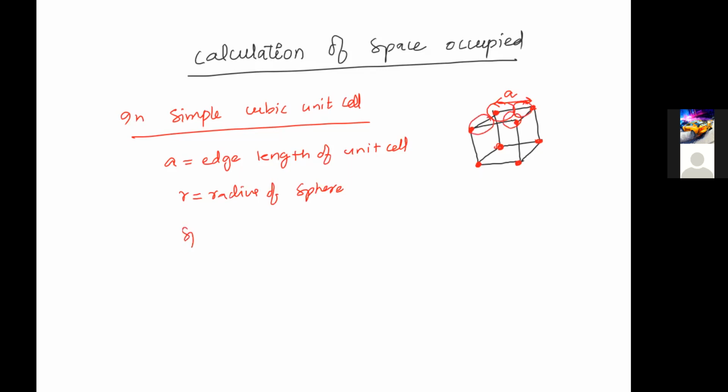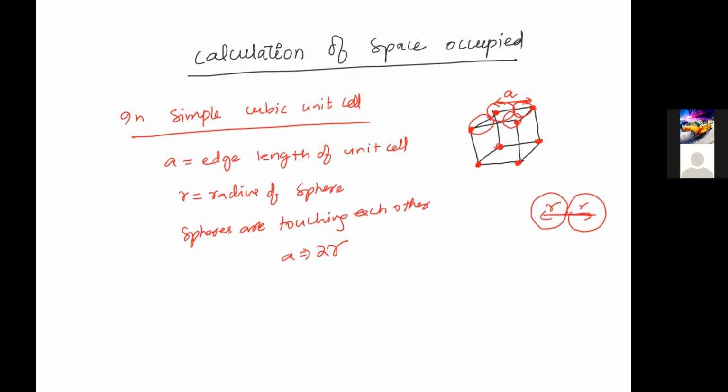We know spheres are touching each other, which is the atoms. So the edge length A is nothing but 2R, correct? In this one, it is like a half and a half. This is 2R, R of this and R of this. So it is 2R or the diameter.